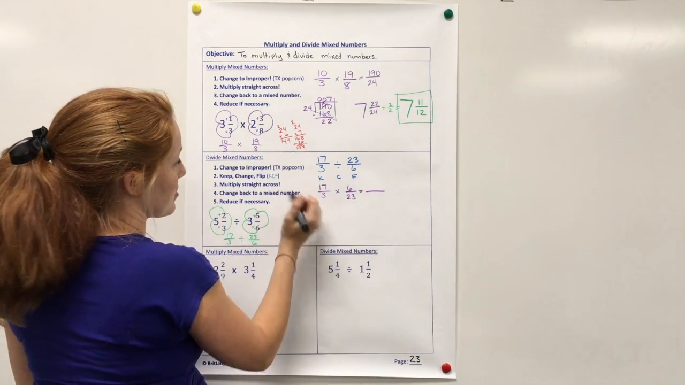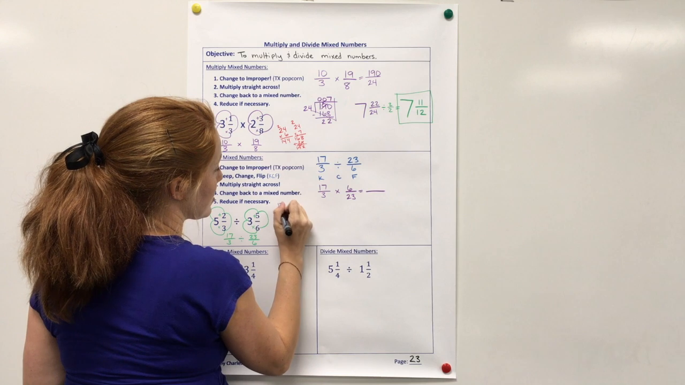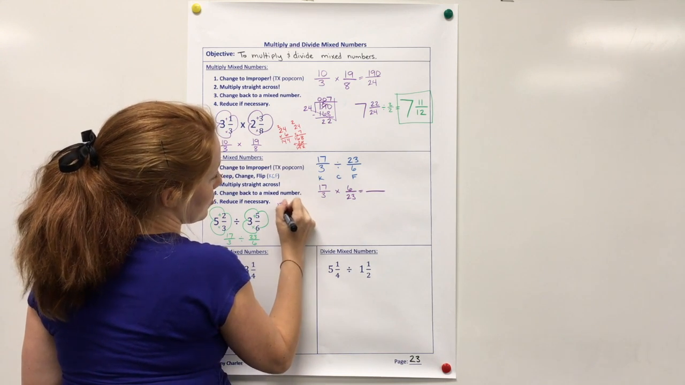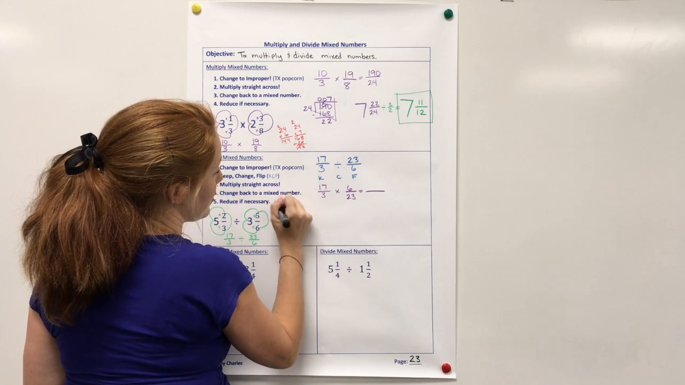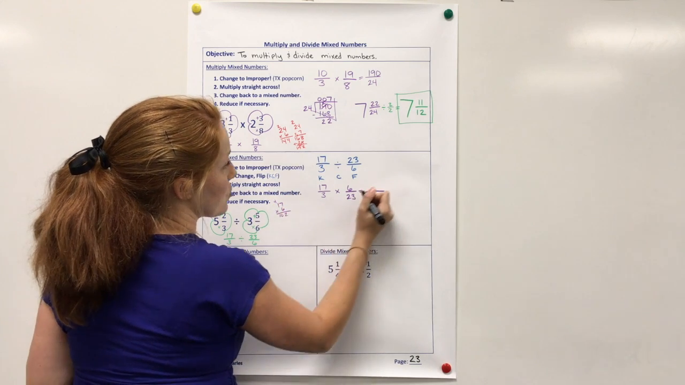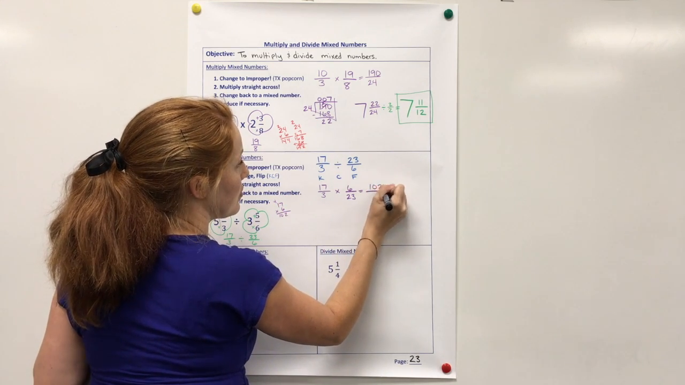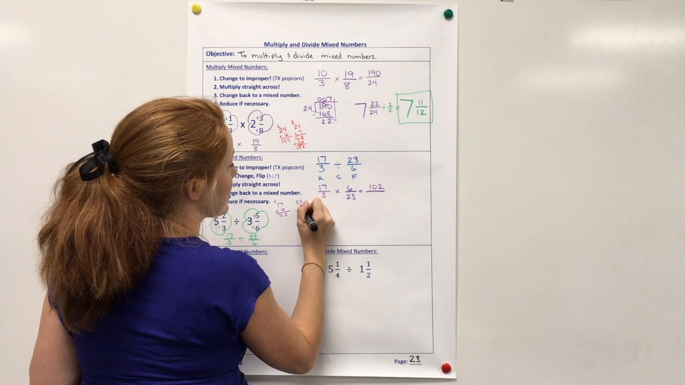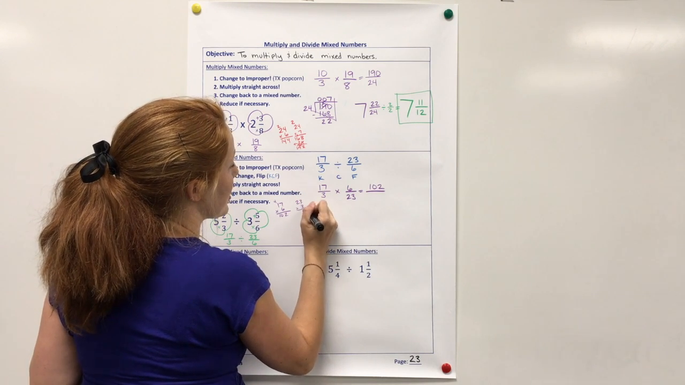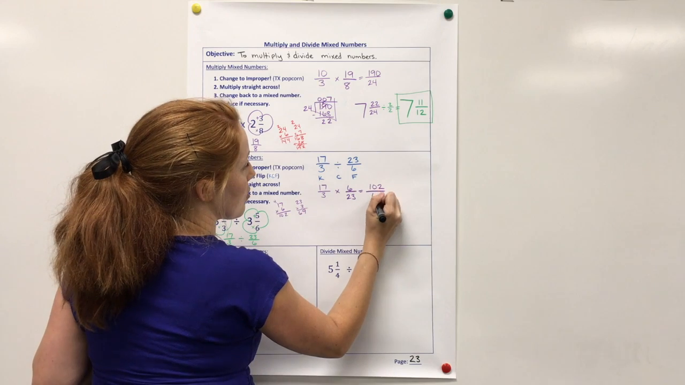So I'm going to come over to the side to be careful. 17 times 6. 6 times 7 is 42. 6, 7, 8, 9, 10. So that would be 102. And then 23 times 3. 3 times 3 is 9. 3 times 2 is 6. So 69.